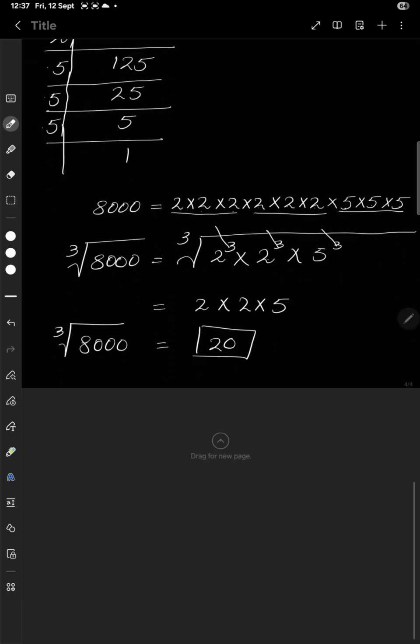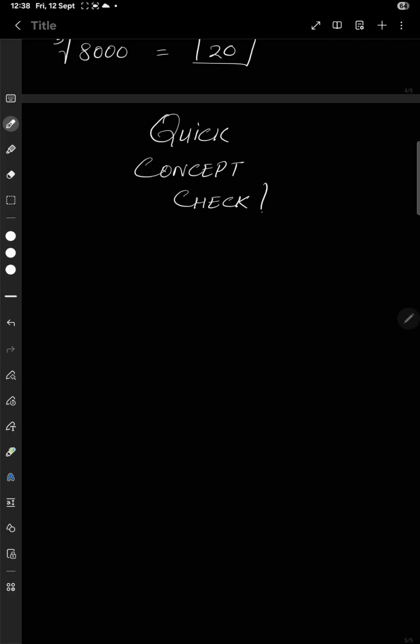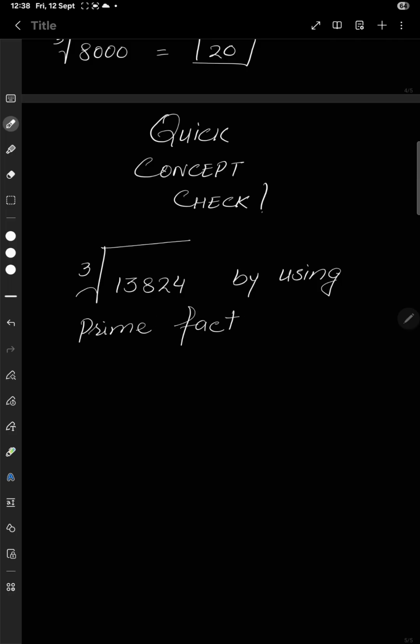Yes. Now is the time for a quick concept check. I'm going to give a question. You need to find out the cube root of the number 13824 by using prime factorization. And I'm waiting for your answers.